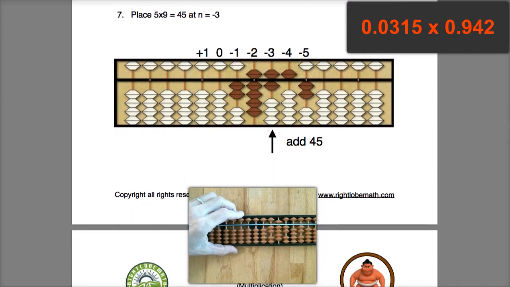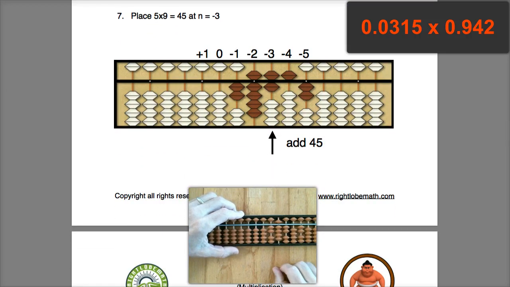Now we switch to the next digit, and we're going to do 5 times 9, which is 45, and we're going to start at n equals -3. Again, here's my chosen unit rod, +1, 0, -1, -2, -3. So I'll start here this time, and I'm going to enter 45. Okay, so there's 45.